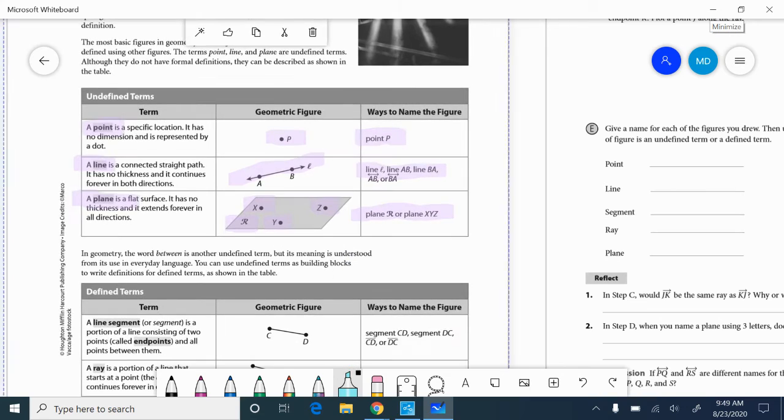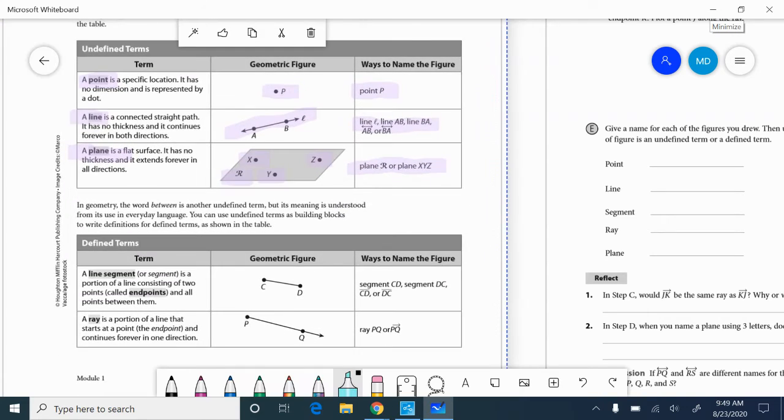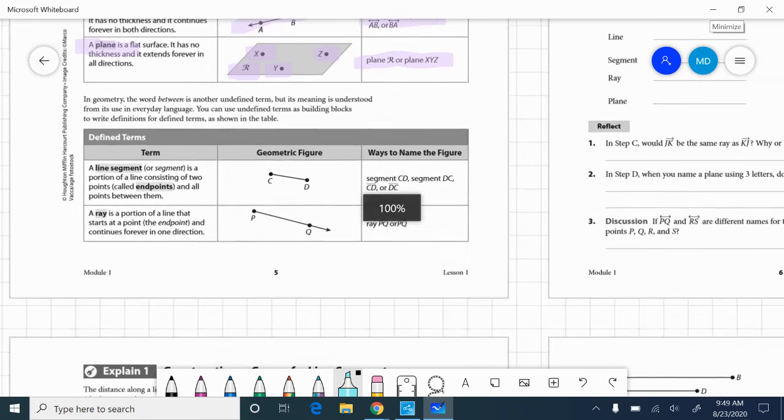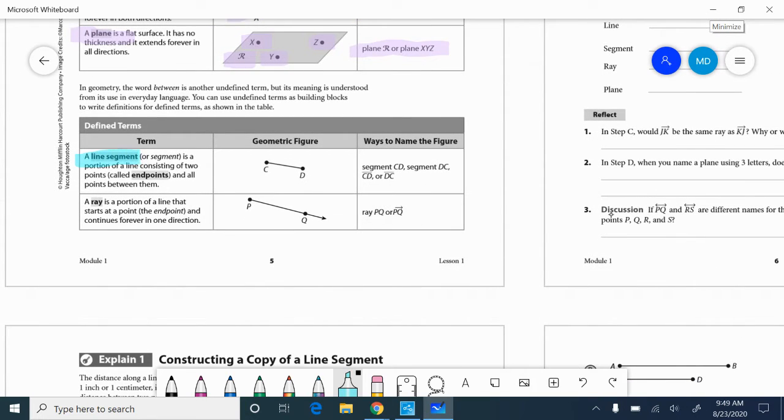So now we're going to look at some defined terms. First, we have line segment, or we could just say segment. It's a portion of a line consisting of 2 points called endpoints and all the points between them. So it looks like this. Looks similar to a line, except you do not have the arrows on both sides because it does not extend past those 2 points. We can say segment CD, segment DC, or you can write it with the correct notation, which is CD with a line on top or DC with a line on top.